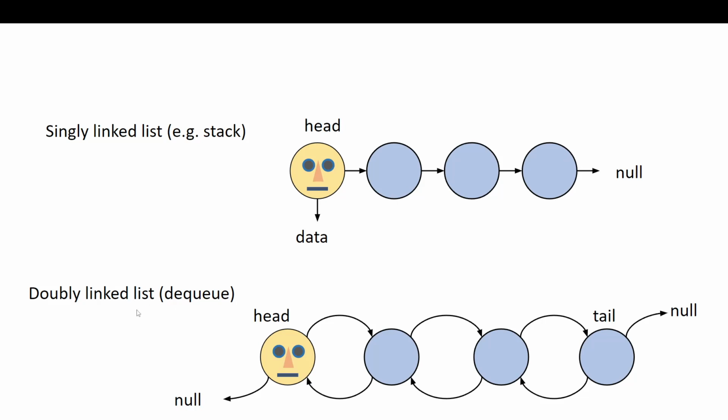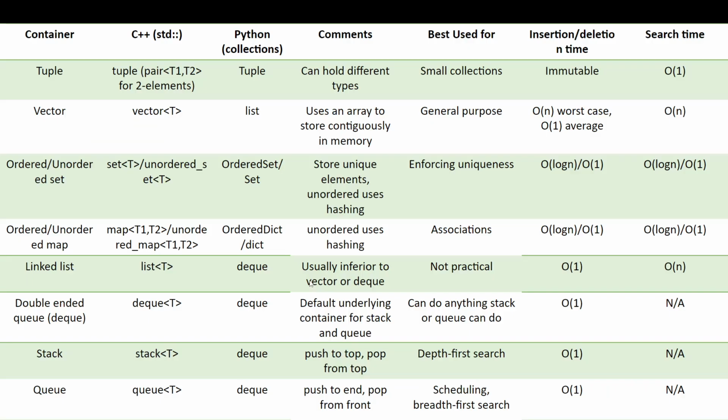But you can also have a doubly linked list, which we'll talk about, where you have one pointer pointing to your next node and one pointer pointing to your previous node. And this lets you add or remove data from either end. And that's pretty useful. So your default list is usually inferior to your vector or deck.